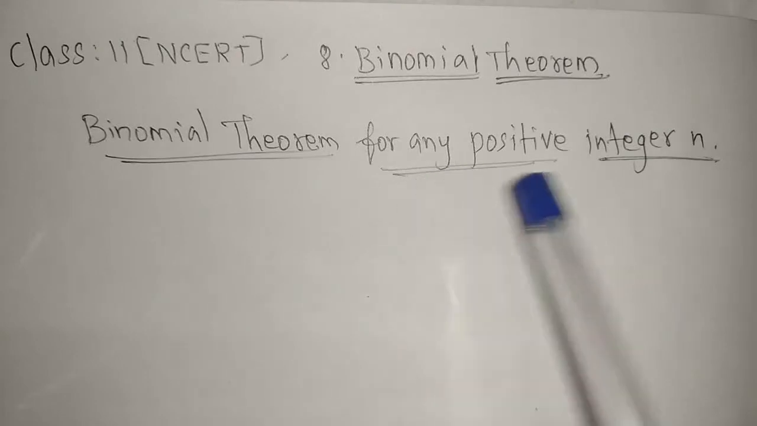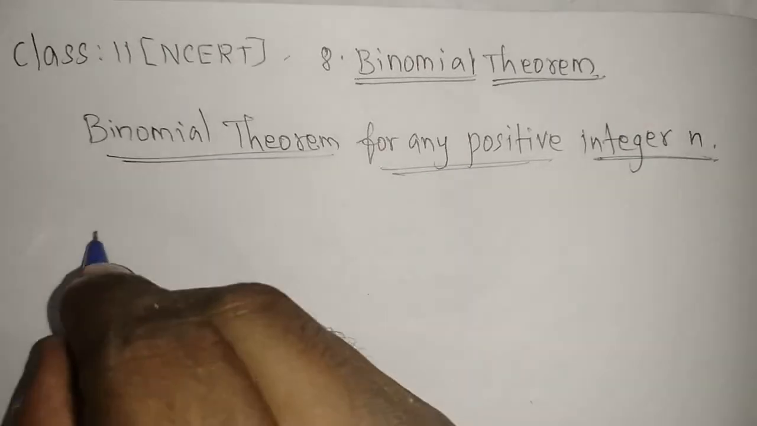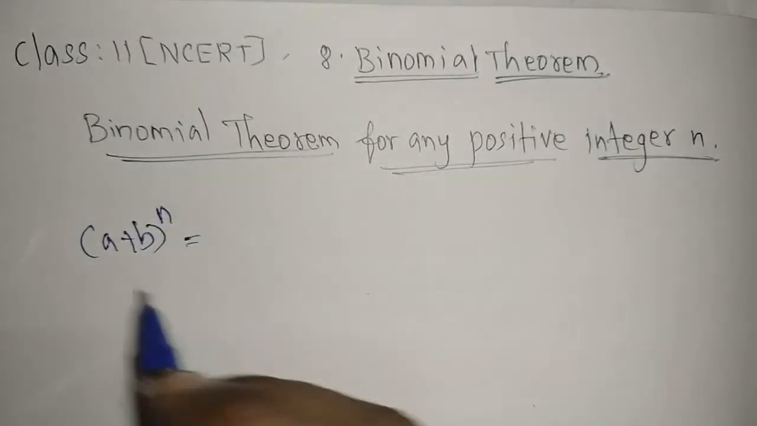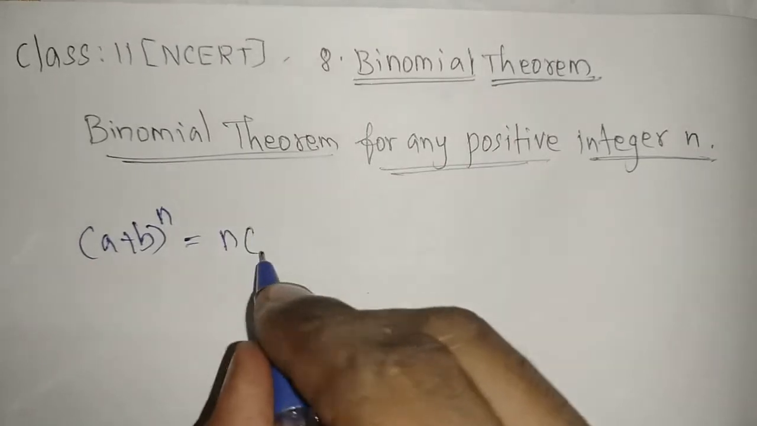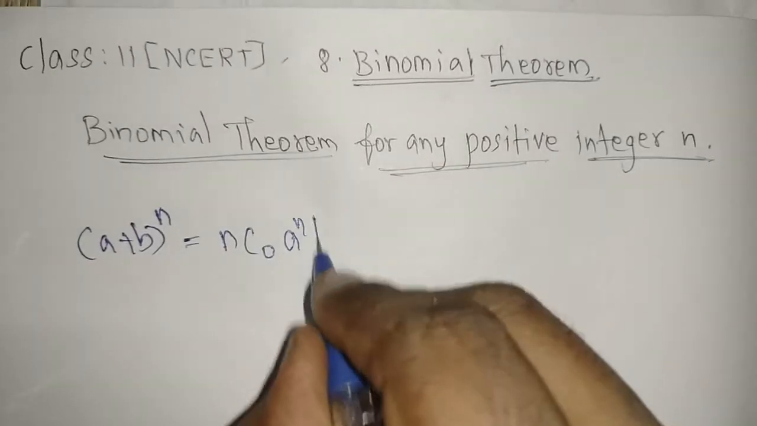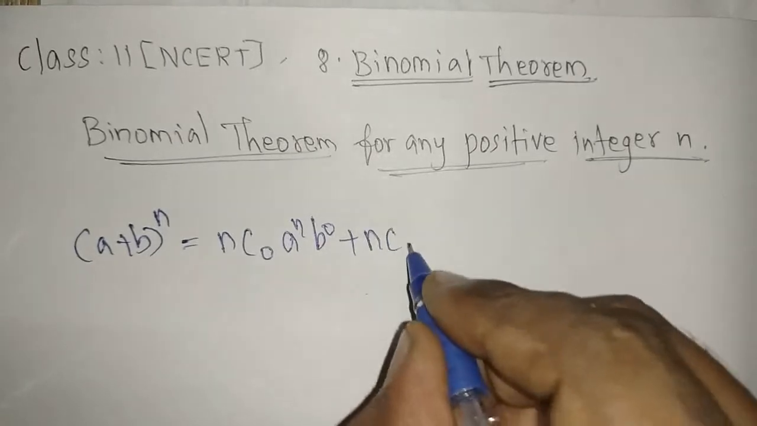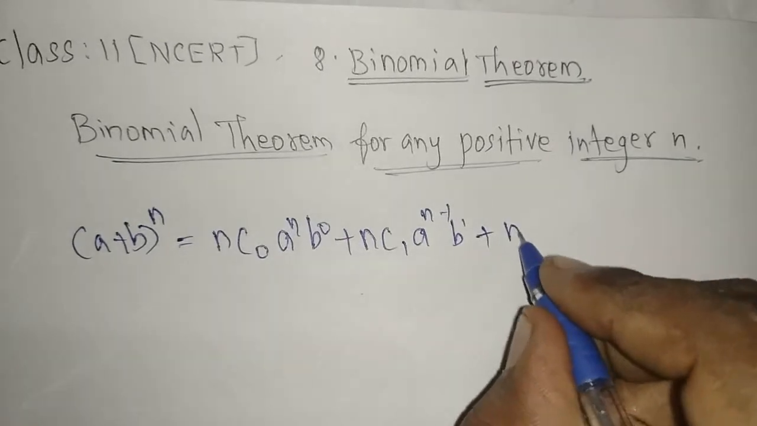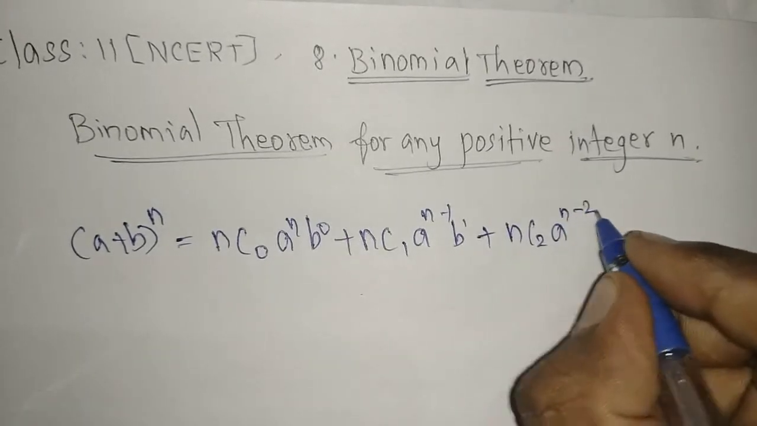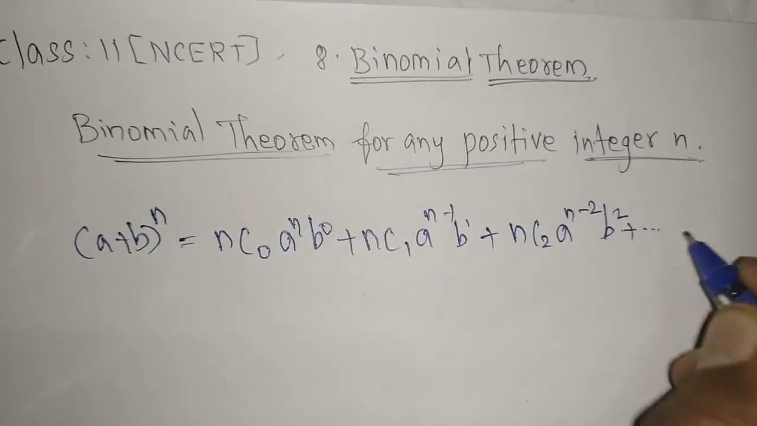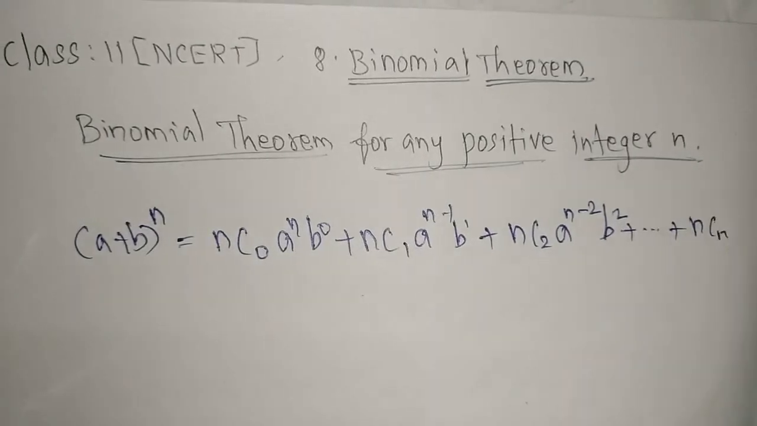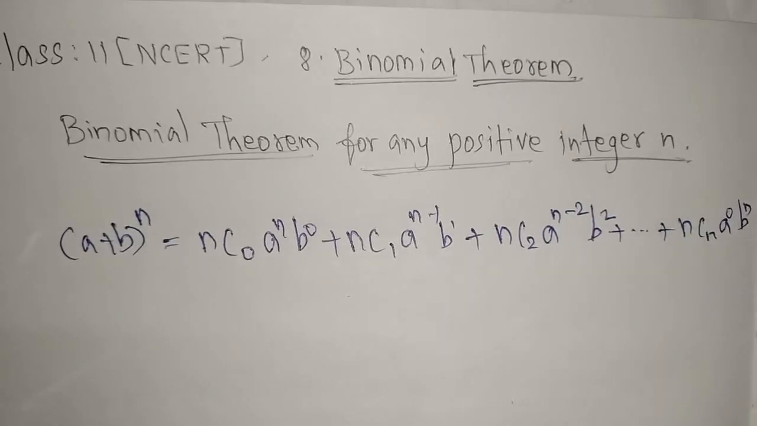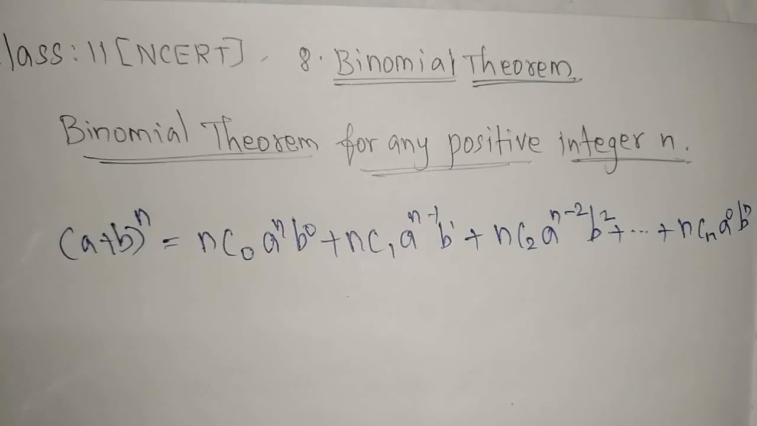Binomial theorem for any positive integer n. Now, in the binomial theorem, (a + b) or (a - b) whole power n, I'm going to take the index as n. Then nC0 a^n b^0 + nC1 a^(n-1) b^1 + nC2 a^(n-2) b^2 + ... up to nCn a^0 b^n. Okay, this is the binomial theorem for any positive integer n.